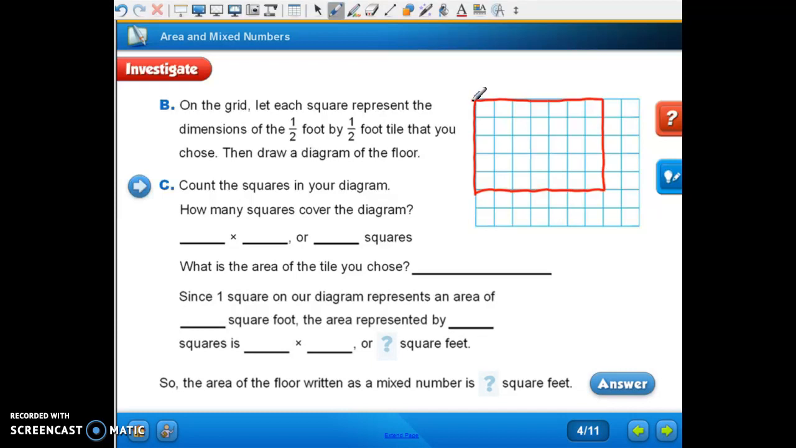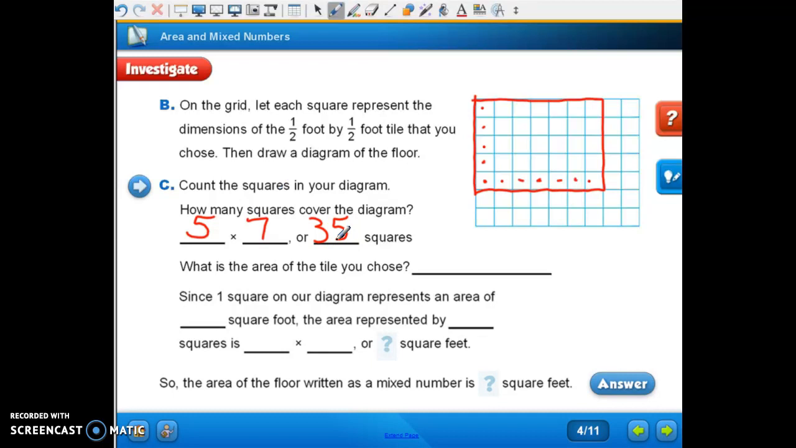So how many squares cover the diagram? How many down did we go? 1, 2, 3, 4, 5. And across we went 1, 2, 3, 4, 5, 6, 7. So 5 times 7 is 35 squares. And remember, that was the top of our improper fraction, right?